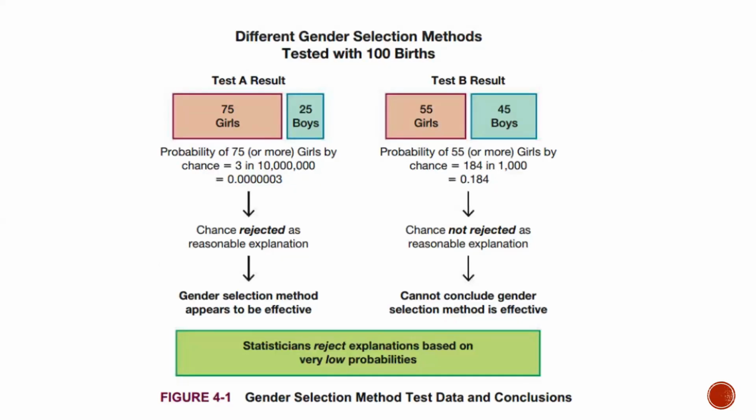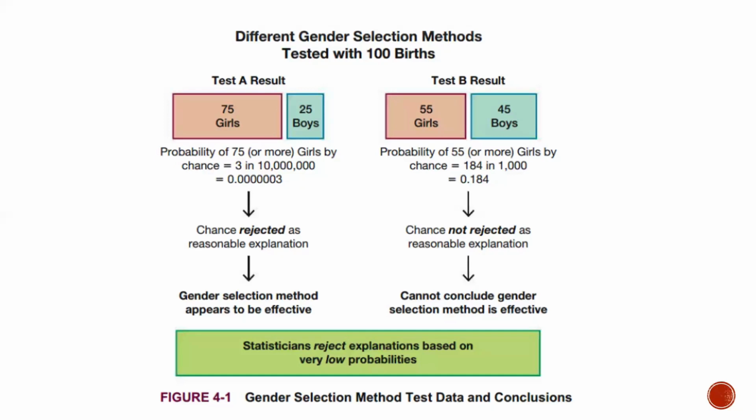So here's an example of that. Let's say there is this pill that's supposedly supposed to make it more likely for a couple to have a girl. 100 couples take it, and it results in 75 girls, 25 boys, right? This is something that could happen by chance. Do we agree with this? Even if it was a 50-50 thing, this could happen, but it's not likely.